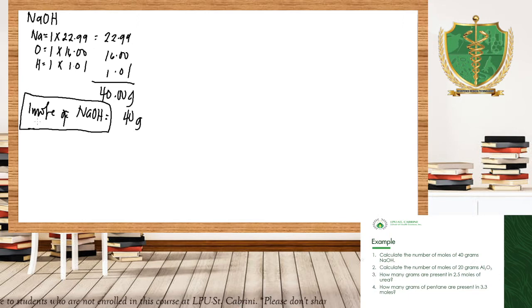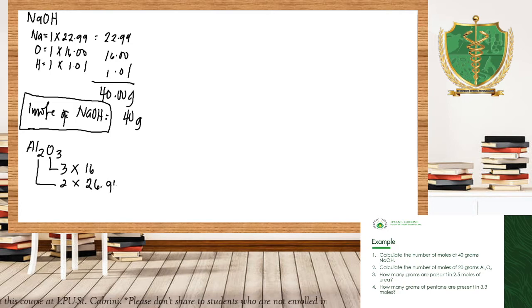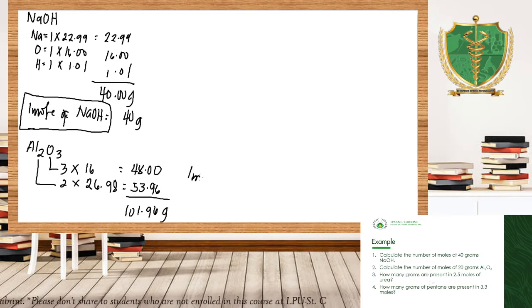Next is, calculate the number of moles of 20 grams aluminum oxide. So first is to get the molar mass of our aluminum oxide. So 3 times 16 and 2 times the atomic weight of aluminum, which is 26.98. So 16 times 3 is 48. 26.98 times 2 is 53.96. We get the sum, that is 101.96 grams. Therefore, we can say that 1 mole of aluminum oxide is equal to 101.96 grams.